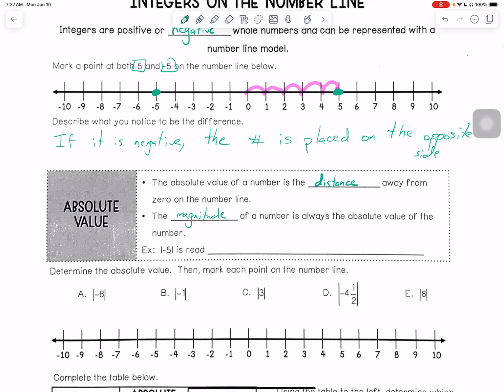So for your example down there below, -5, you could say that the magnitude of -5 is read as the absolute value of -5. So this right here, you would read that as the absolute value of -5.